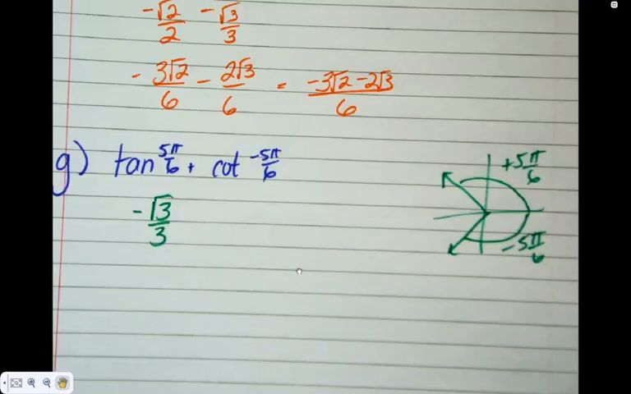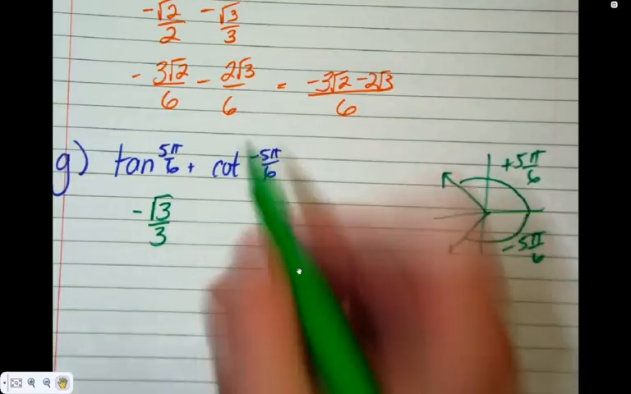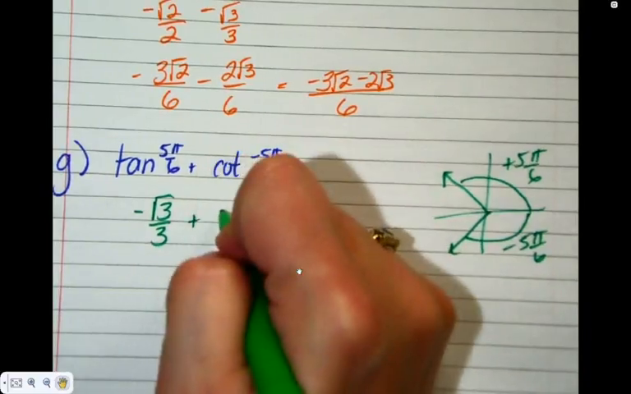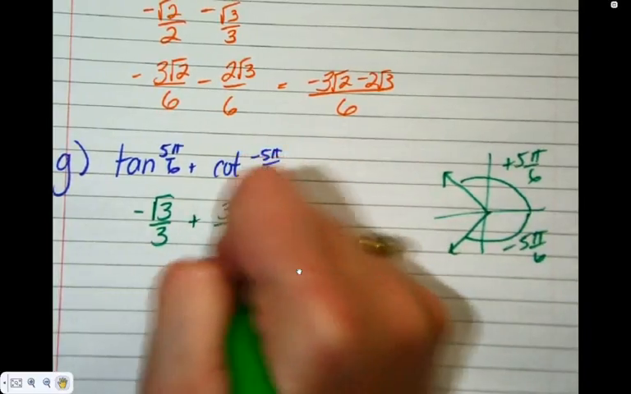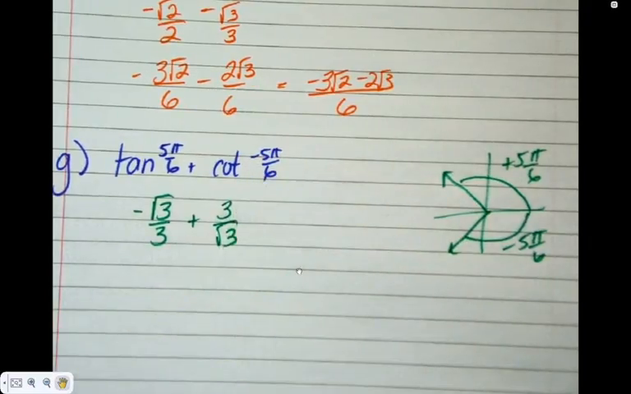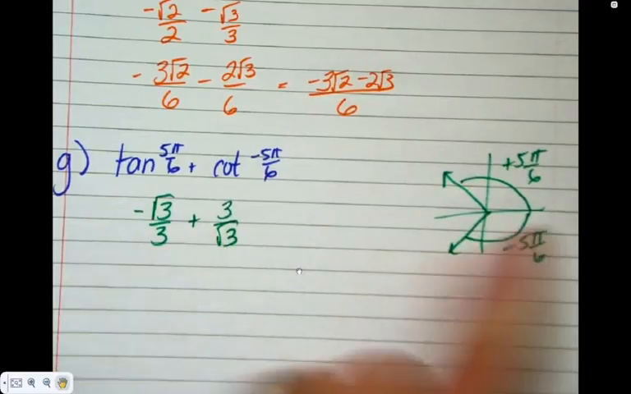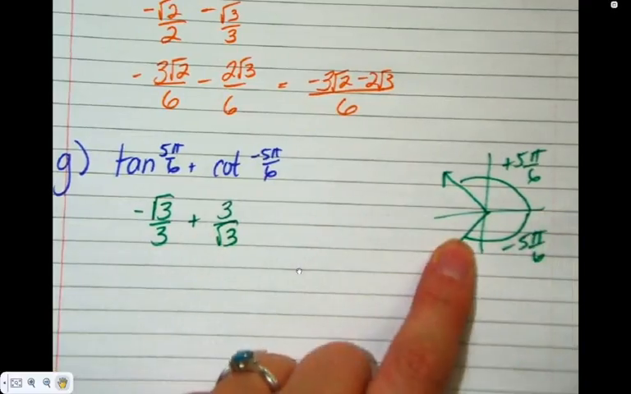How do we go to the cotan? We flip it. So root 3 on 3, flip it over. Let's just repeat that. Why is it positive? Because we're going backwards. Negative 5 pi on 6 ends in quadrant 3, and tan is positive in quadrant 3.